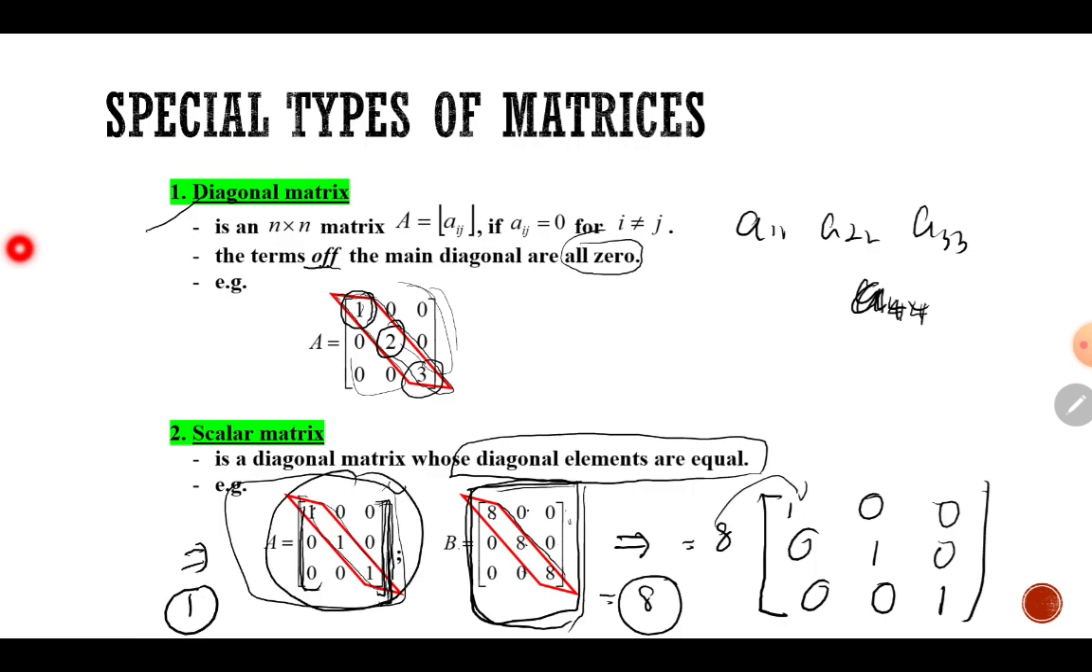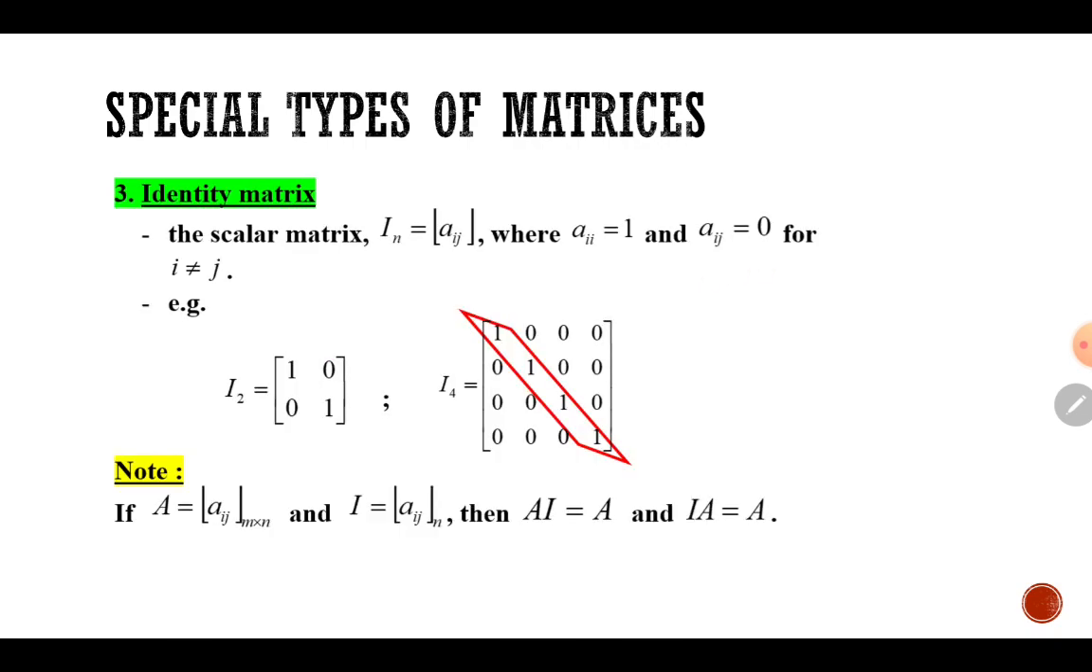Apa maksud nilai kat sini ni? We will discuss soon in the next subsection. Okay, cuma sekarang ni you fahamkan dulu value dia sama dengan scalar value of, kalau yang ni 8, yang ni sama dengan 1. Okay, that is a scalar matrix and this is an identity matrix. Okay, the scalar matrix ni sama juga dengan identity matrix kalau value dia semua sama dengan 1. Identity maknanya dia adalah sama. Okay, nilai dia sama.